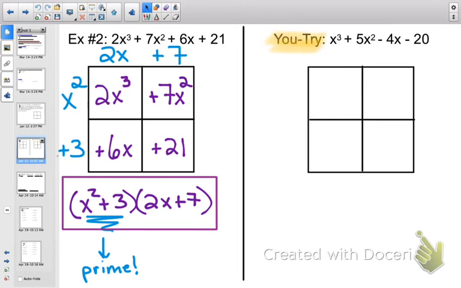Go ahead and do the U-try, and don't forget, if you get a difference of squares as one of your binomials, you need to fully factor it.